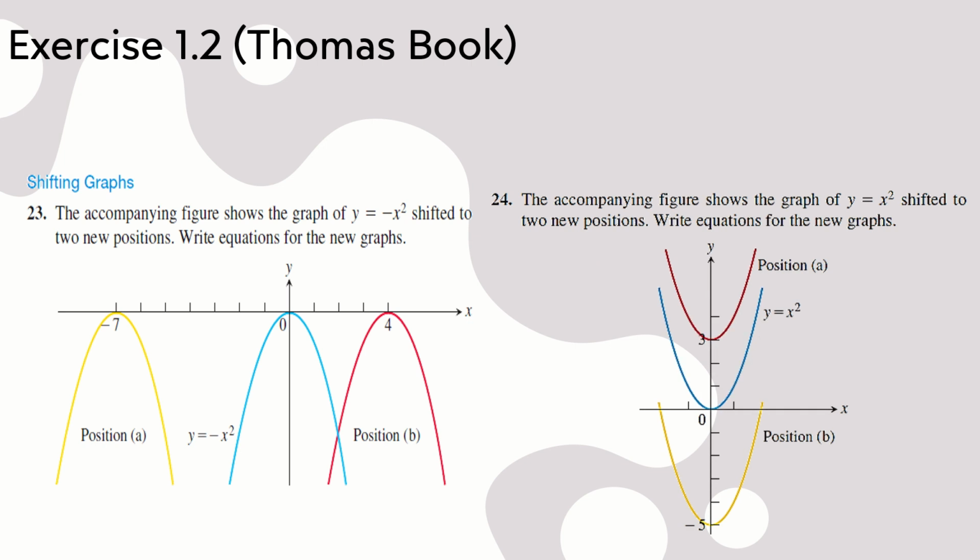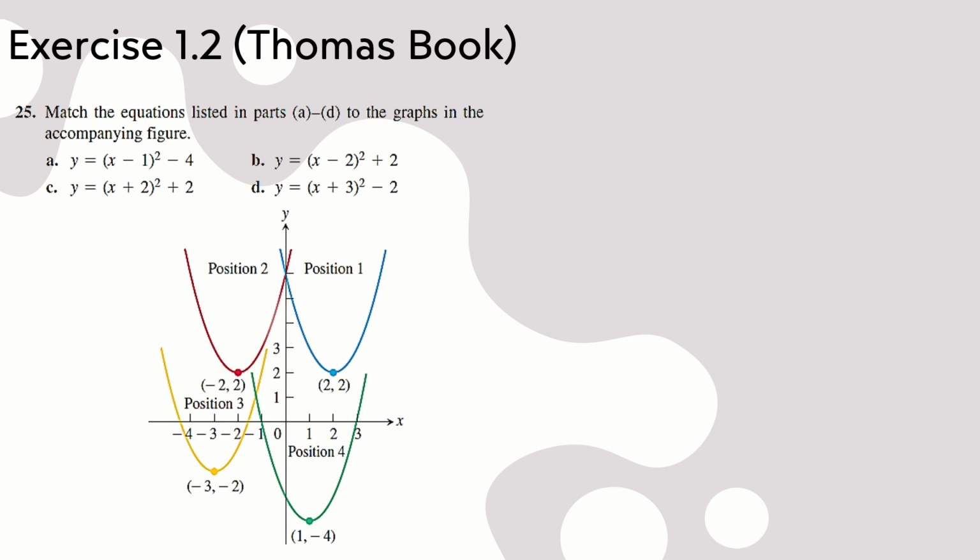Similarly, we can do the same thing for question 24. I hope you can do that. Just pause the video, because in this case the graph is shifted 5 units downward and 3 units upward. So just try to do this question. In 25, what do we do? In this case, we are given functions and corresponding graphs. So we have to map them, we have to match them.